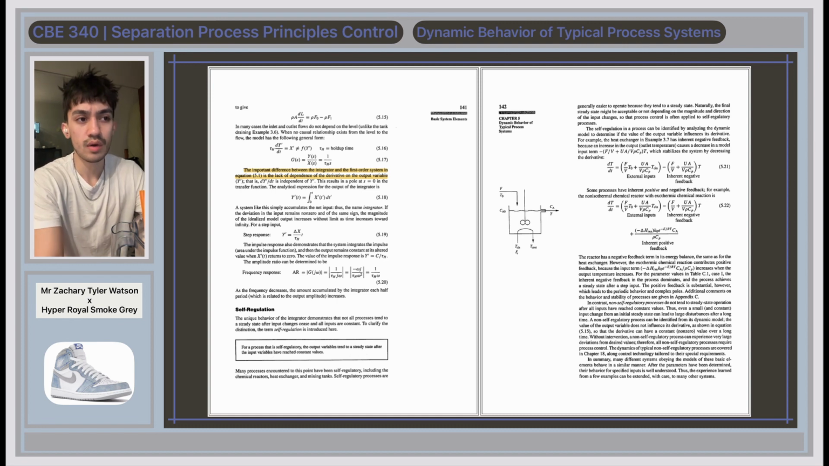Equation 5.16: τh times the derivative of the differential output variable with respect to t is equal to the differential input variable, and this is not a function of the differential output variable. Notice that I introduced τh, and this is the hold-up time. Also, we're given equation 5.17. This is the transfer function. The transfer function is simply equal to the inverse of the hold-up time times s.